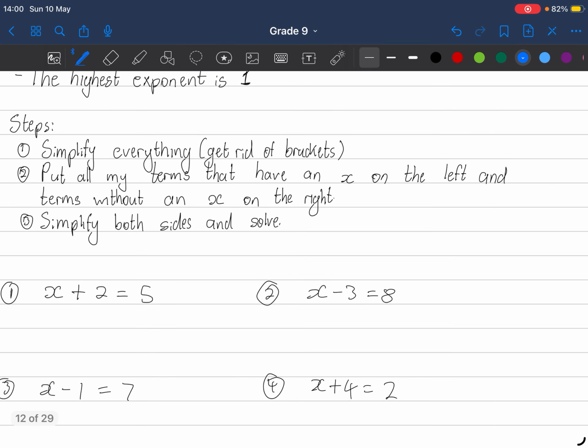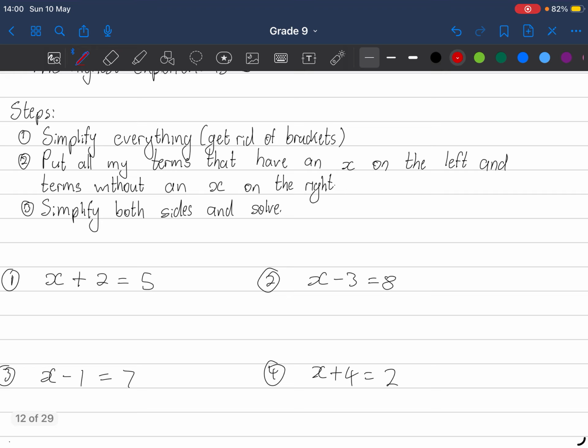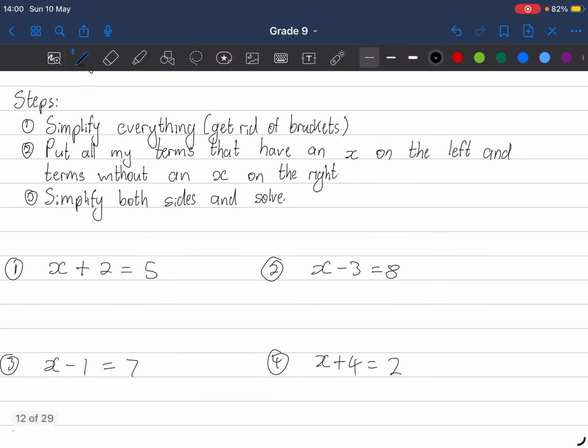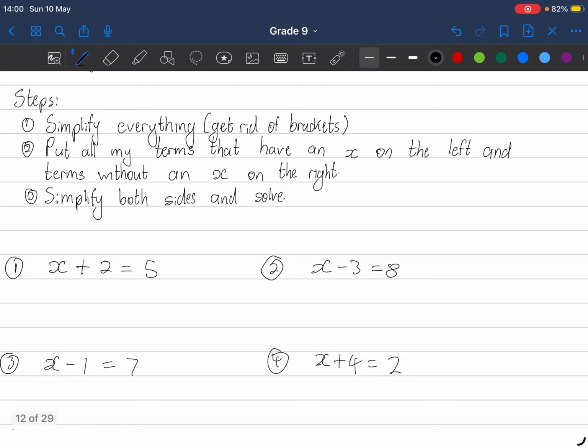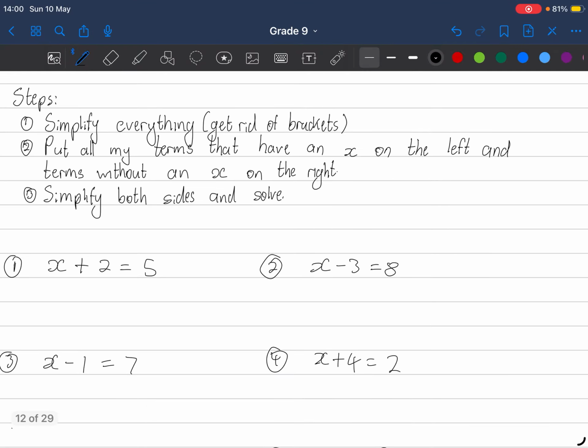Here's an example: x plus 2 is equal to 5. This is the concept of trying to put things on one side and solve them. In this example, we have an x and a number on the left, and we've also got a number on the right. Now, with an equation, the first thing to remember is that there's only one equals sign on each line. You cannot have two equals signs on any line. That would be immediately incorrect, and you should lose marks for that.